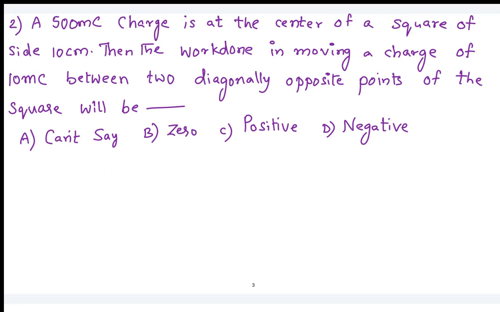There is a 500 millicoulomb charge at the center of a square of side 10 centimeter. Then find the work done in moving a charge of 10 millicoulombs between two diagonally opposite points. So there is a square, and at the center of this there is a 500 millicoulomb charge.